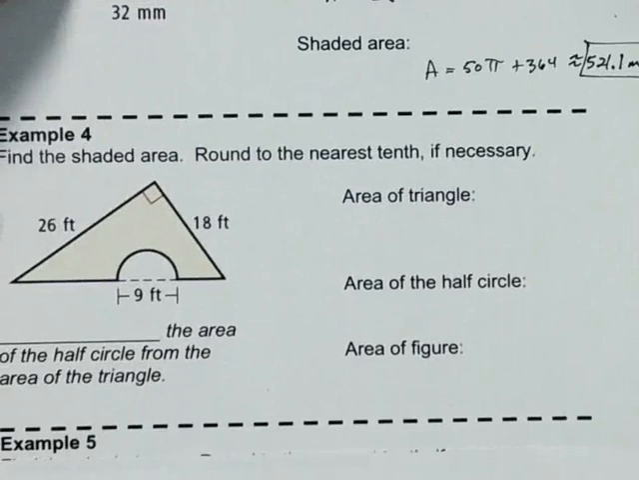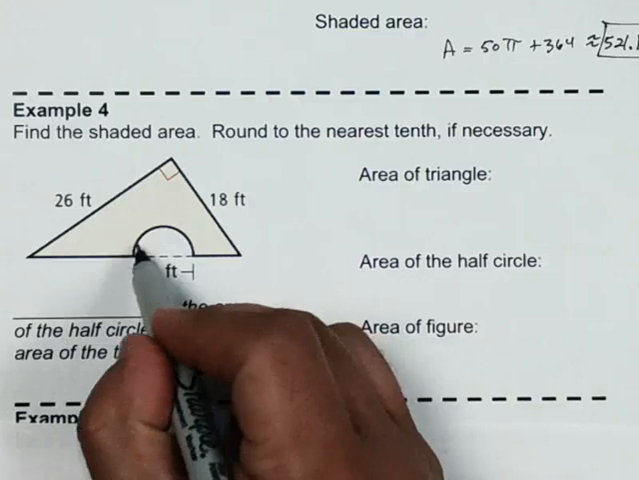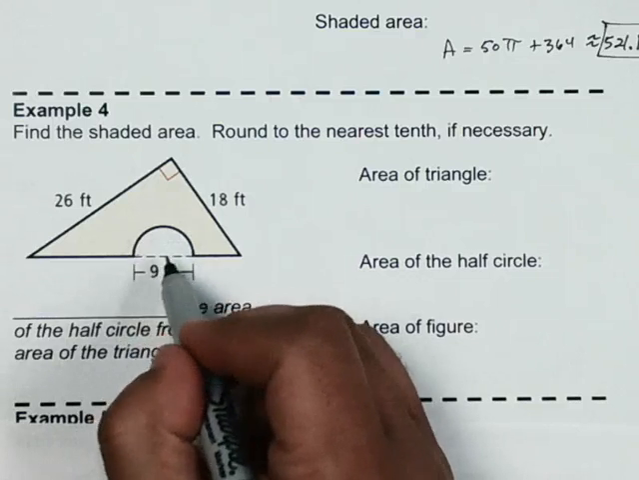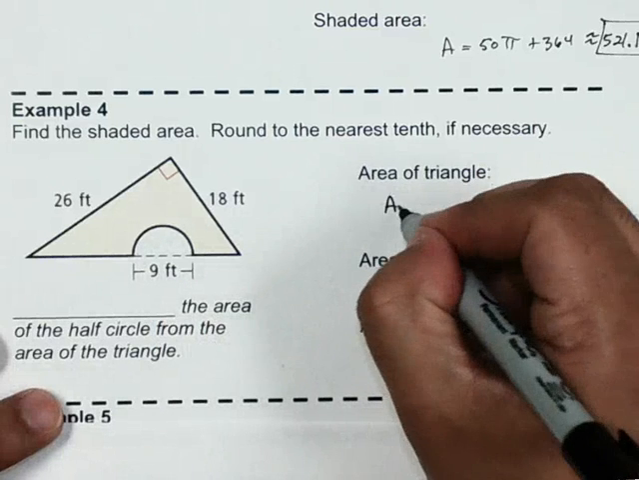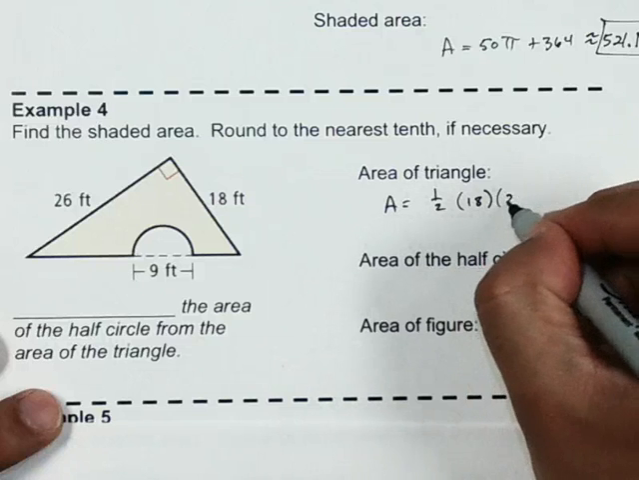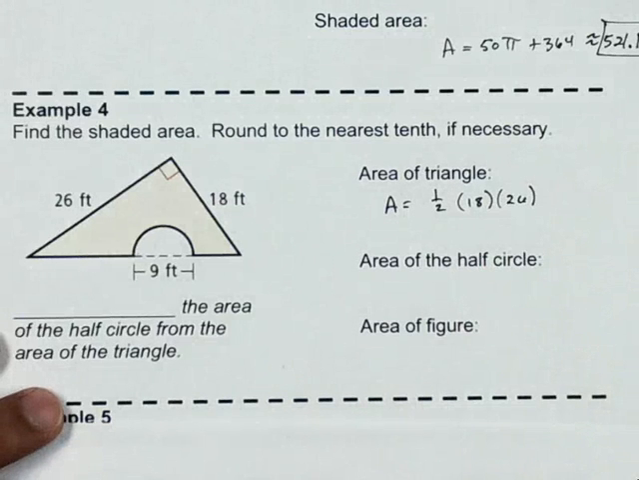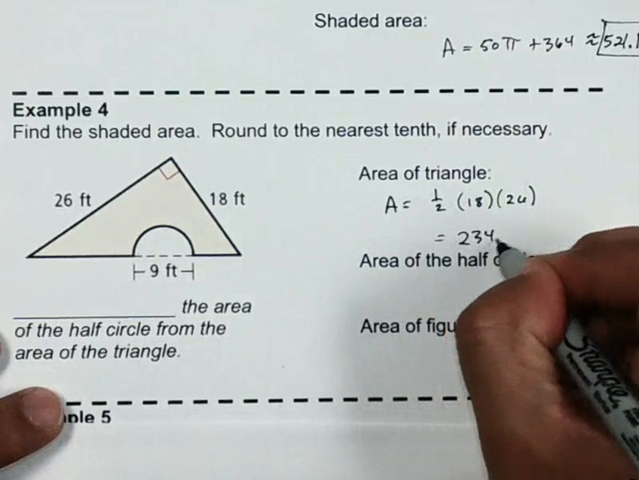Next, we have a different shape. This time, this is taken out of this triangle. So I need to find the area of the triangle, which is going to be 1/2 base times height. So 1/2 18 times 26, which comes out to be 234 feet squared.